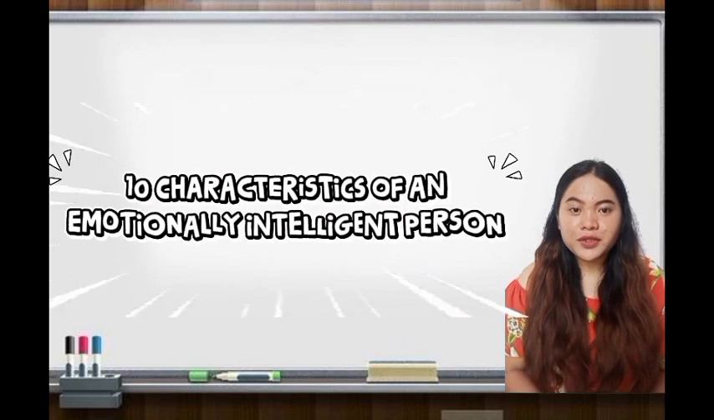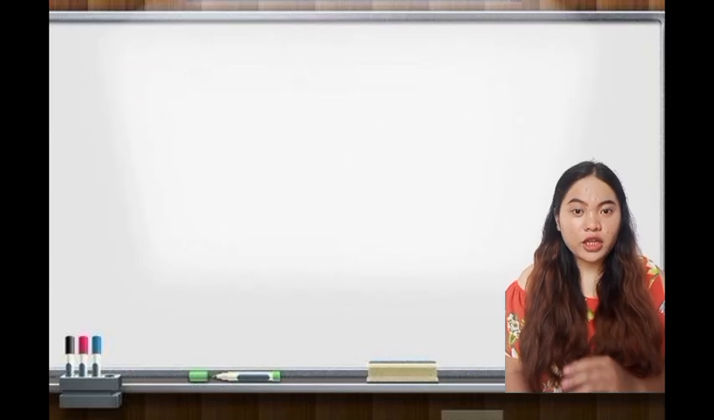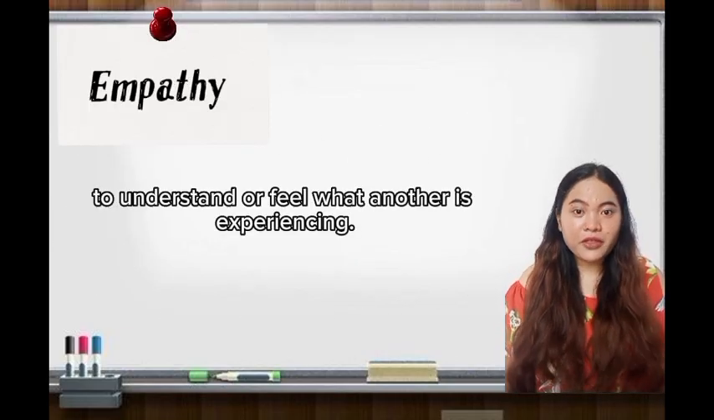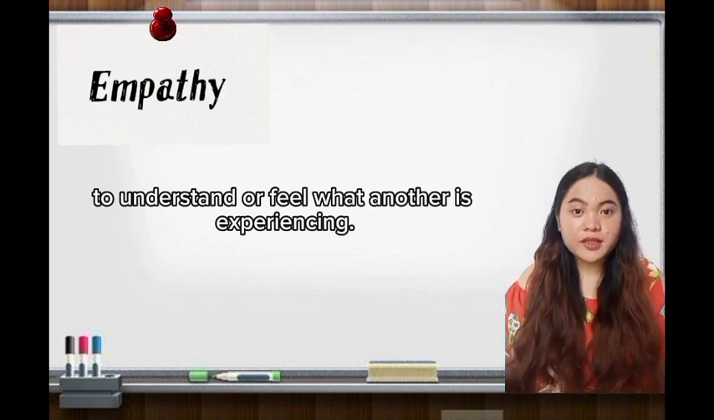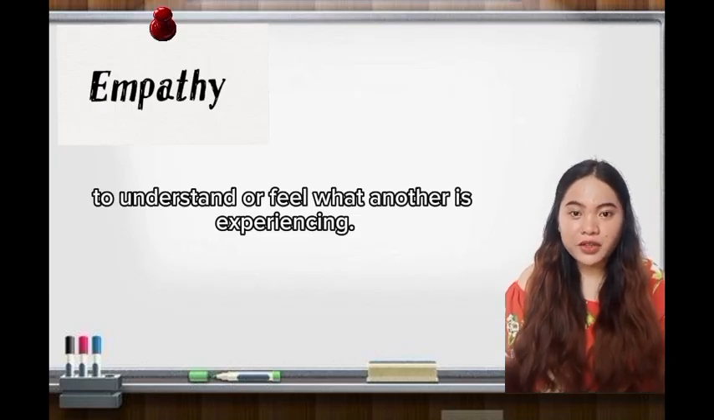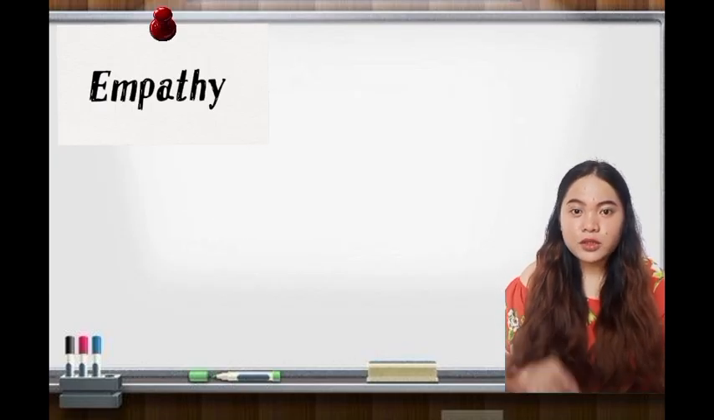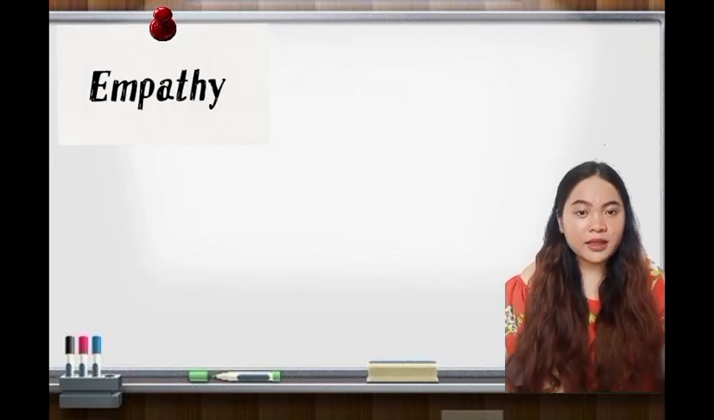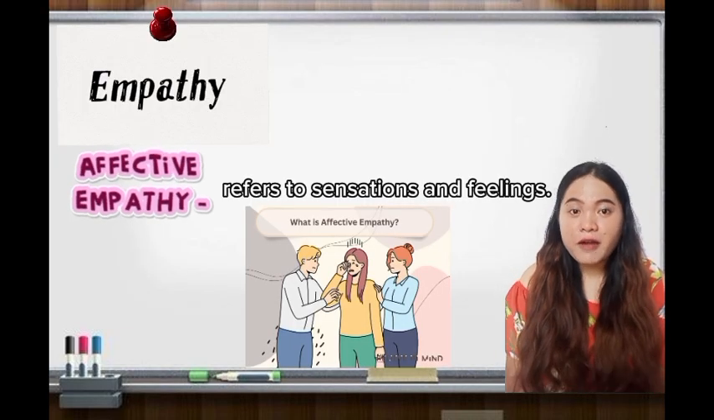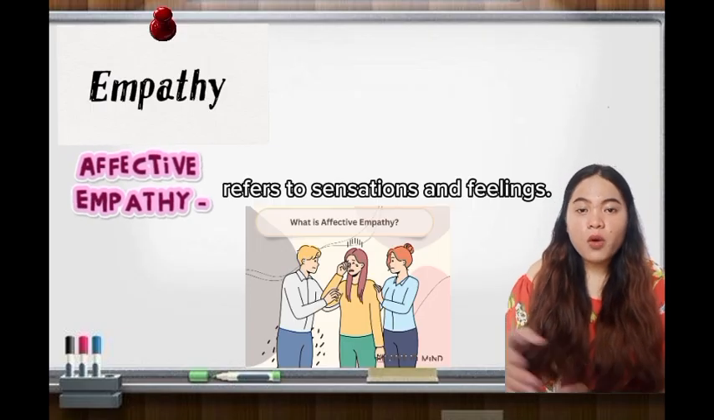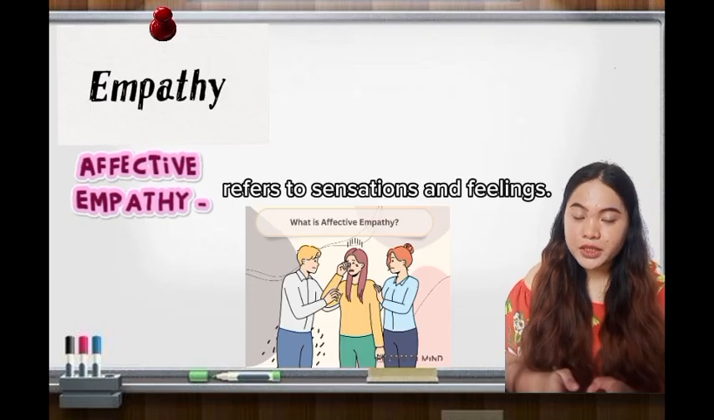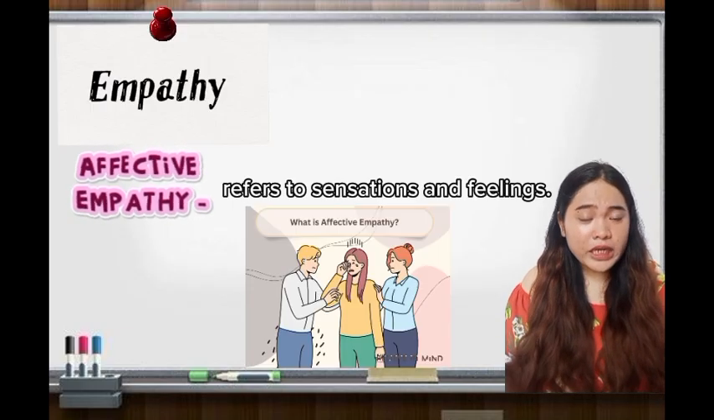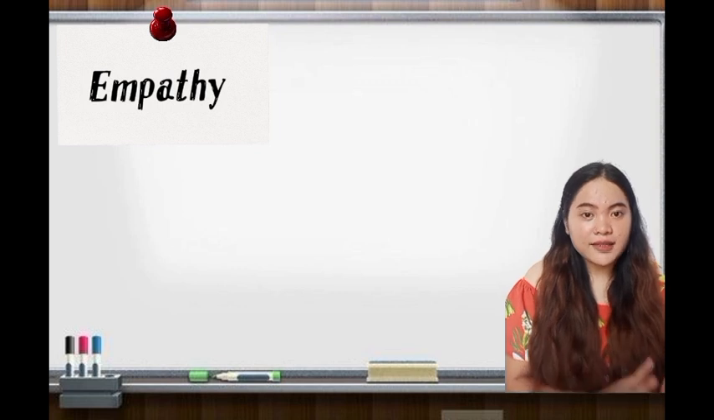There are 10 characteristics of an emotionally intelligent person. First, empathy. Empathy is the capacity to understand or feel what another person is experiencing from within their frame of reference. According to the Greater Good Science Center in UC Berkeley, there are two different types of empathy. A, affective empathy refers to the sensations and feelings that one gets in response to others' emotions, including mirroring what that person is feeling or just feeling stressed when he or she detects another's fear or anxiety.